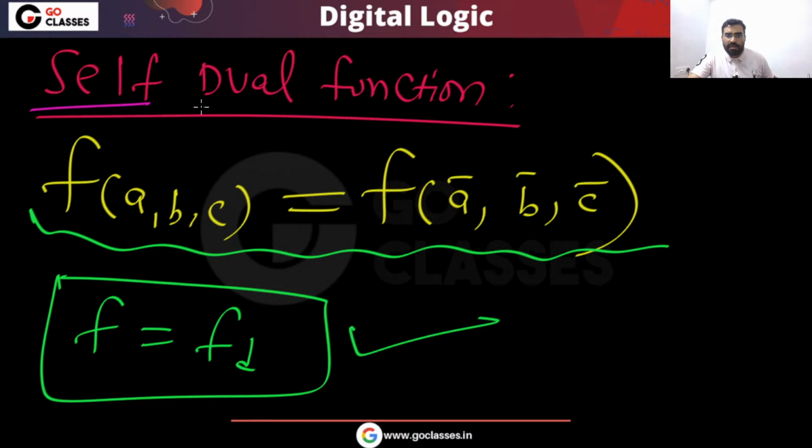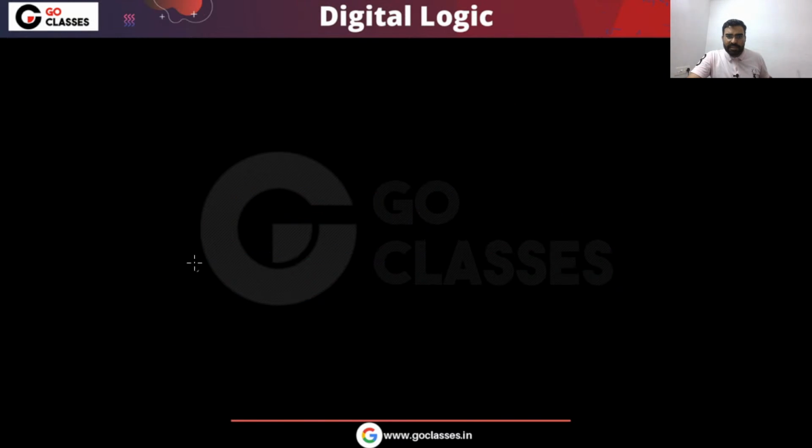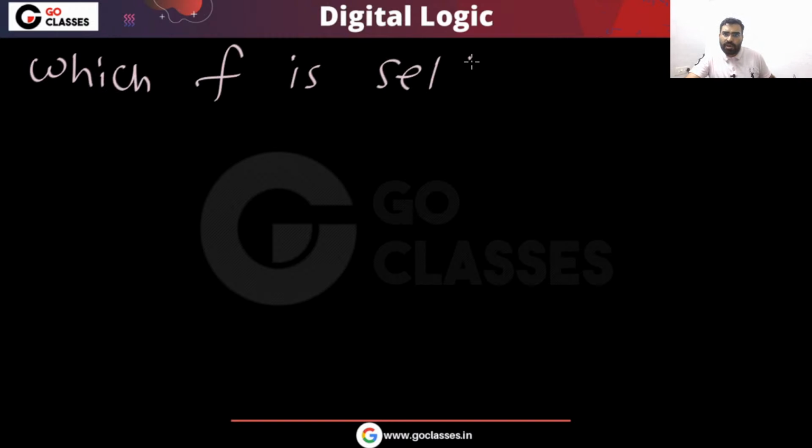Self dual means f is equal to f dual. This is the definition of self dual: f is equal to f dual. So these are self dual functions: f(a, b, c) equals f(a bar, b bar, c bar). Remember, which is self dual? Tell me, which f is self dual?